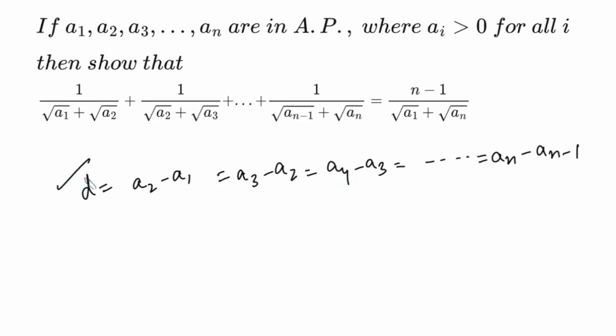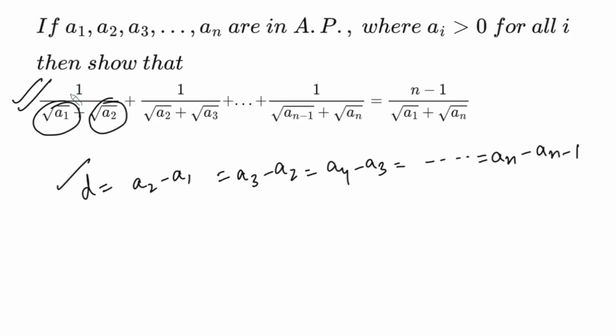Now let's think how we can use this information in this given equation. On the left hand side, we see that we have a1, a2 in the first term. In the second term, we have a2 and a3. And similarly, in the last term, we have a(n-1) and an. But they are under the square roots and they are not in the form of a2 minus a1 or a1 minus a2 and so on.